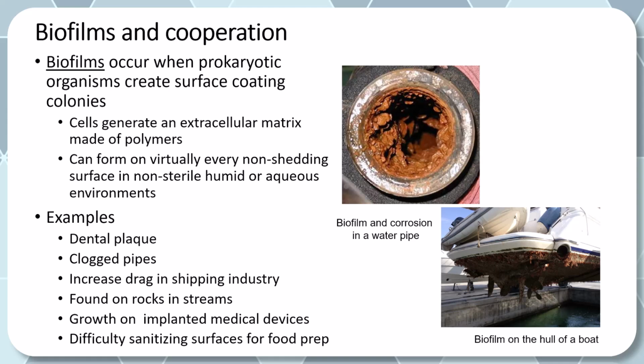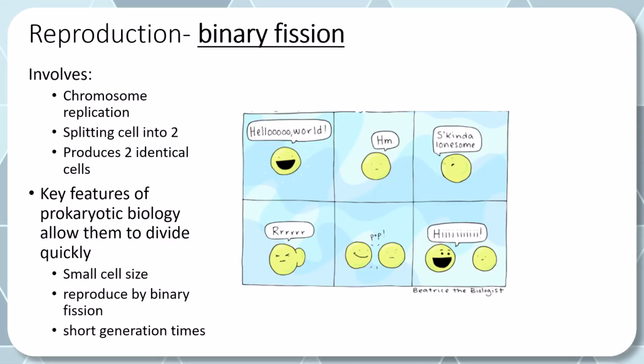So how do prokaryotic organisms reproduce? Well, they reproduce by binary fission. This may be a review from Bio 1 for you, but basically binary fission is relatively simple because there's a single circular chromosome. That chromosome replicates, it splits into two, it produces two identical chromosomes, and then the cell itself splits into two, and that produces two identical cells.